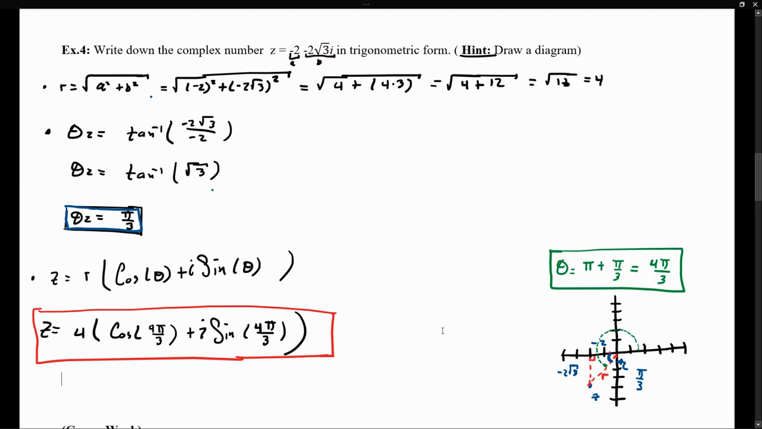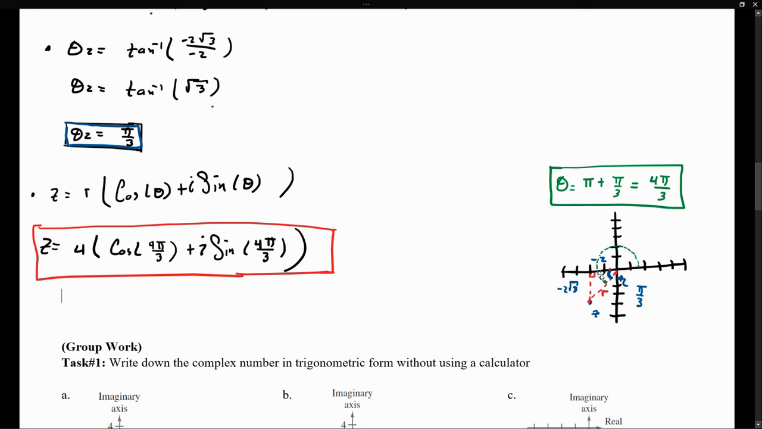And again, it's very important for you to understand this. It's not that we're just using the outcome of the inverse of tangent. The inverse of tangent is just going to give you the angular distance inside this triangle. But again, the real angle that we're using to define the complex number is the total angular distance traveled, which in this case is going to be pi plus pi over 3.